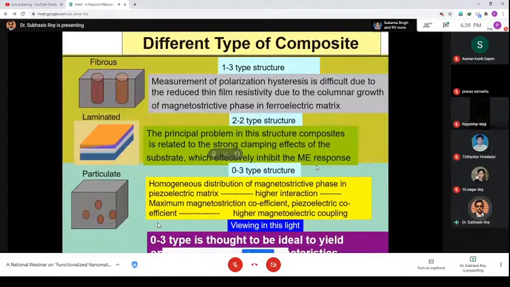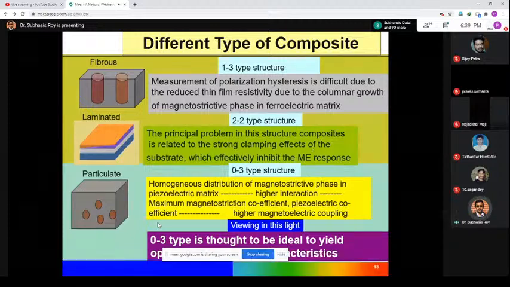If you see the 1-3 type structural materials, it has the problem of leakage. And the laminated structural materials have the clamping effect. So our target was to make the 0-3 type structural material, which has high magnetoelectric coupling. This magnetoelectric coupling shows whether the memory device consumes high or low power energy.